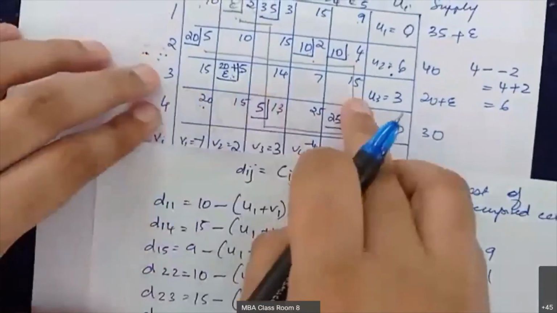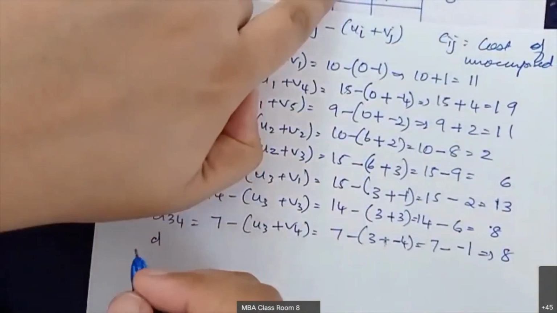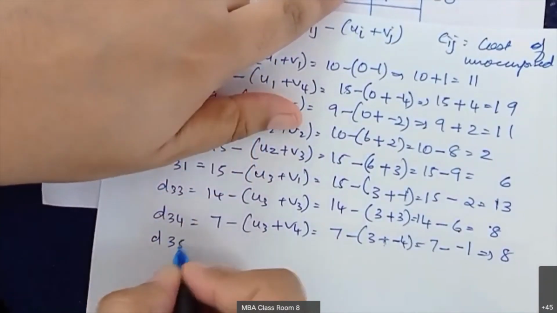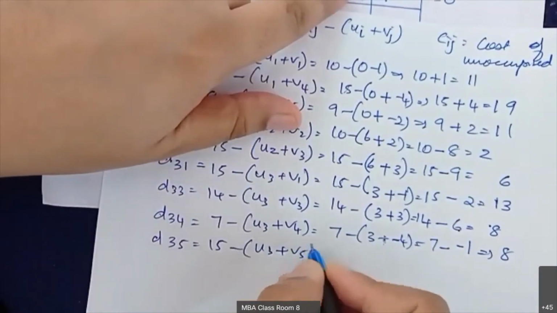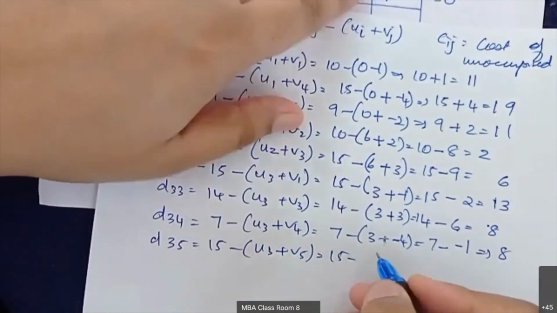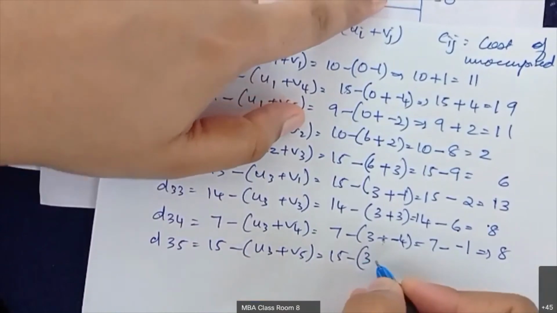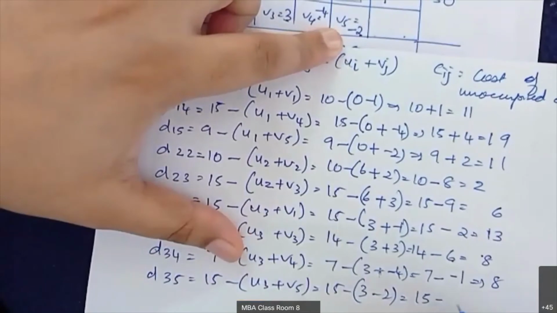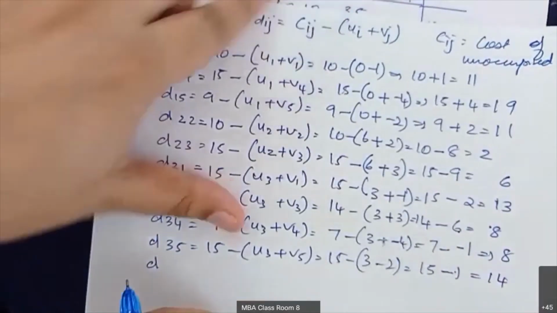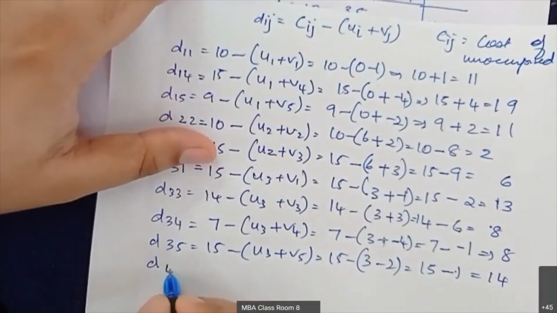Next one I have after D34. Next cell is the last cell over here. So the cost is 15. D35. The cost is 15 minus U3 plus V5. 15 minus, what is the U3 value? 3. What is the V5 value? V5 is minus 2. So 15 minus of 1. That is 14.